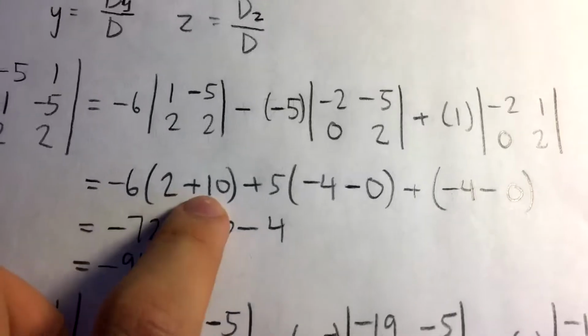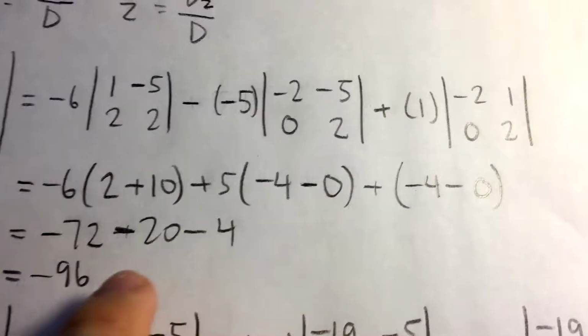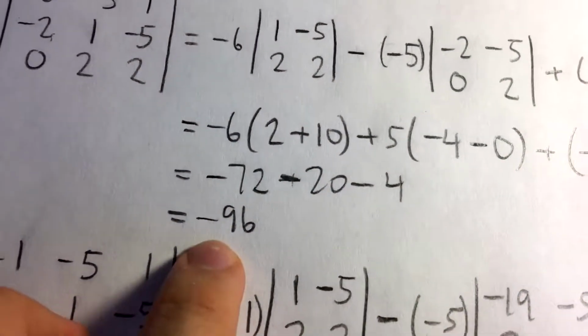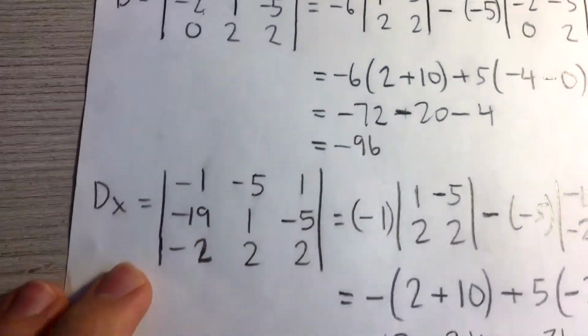If I simplify this, this is negative 6 times 12, which is negative 72. Here I have 5 times negative 4, which is negative 20, and plus negative 4. And so our answer is negative 96. That's what D is. Now let's move on to Dx.